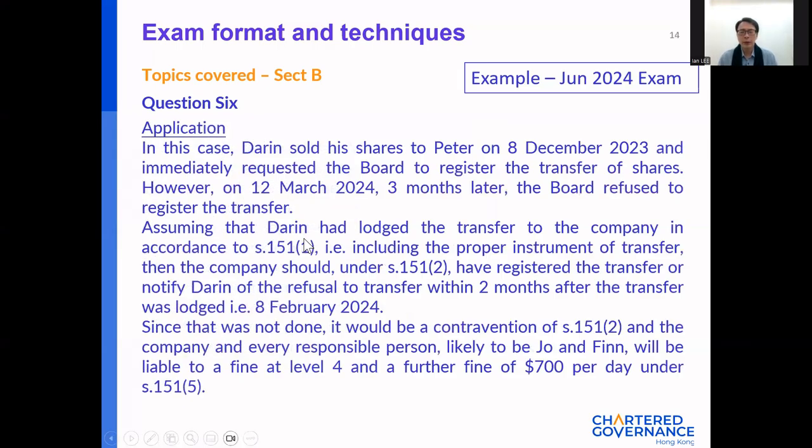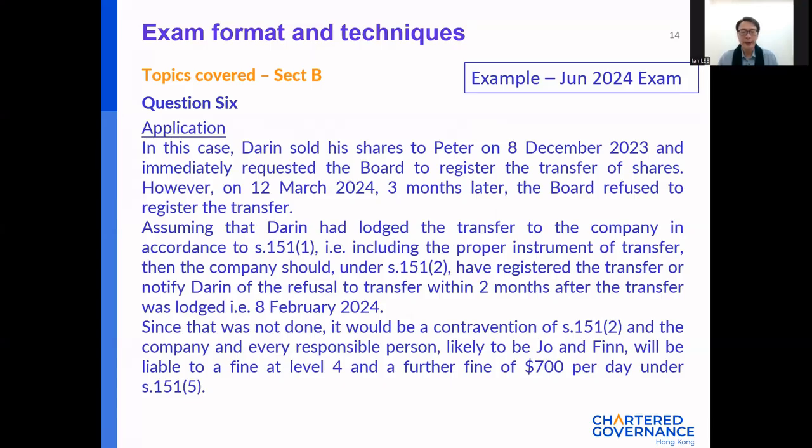Okay, so now that we have all the relevant rules at hand, we can apply them to our story. In this case, Darren sold his shares to Peter on the 8th of December and immediately requested the board to register a transfer. However, on the 12th of March, 3 months later, the board refused to register the transfer.